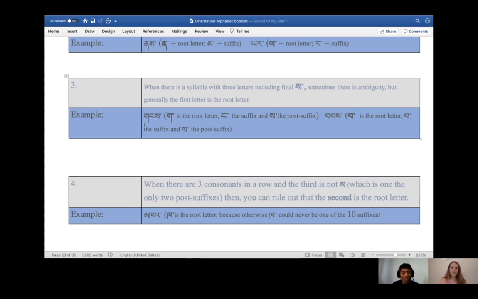Ka, nga, sa, kang. So here ka is a root letter, nga is a suffix, and sa is a post suffix. And then next, pa, sa, pap. Here the first pa is a root letter, the second pa is a suffix, and then sa is a post suffix.